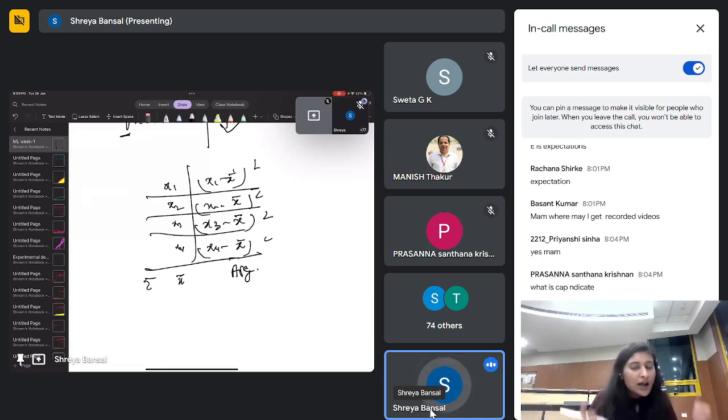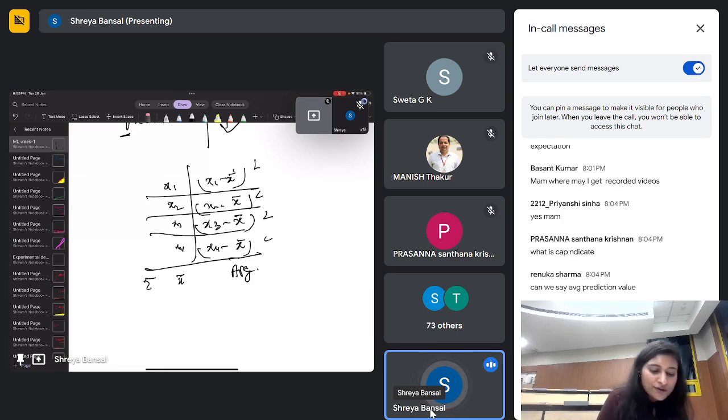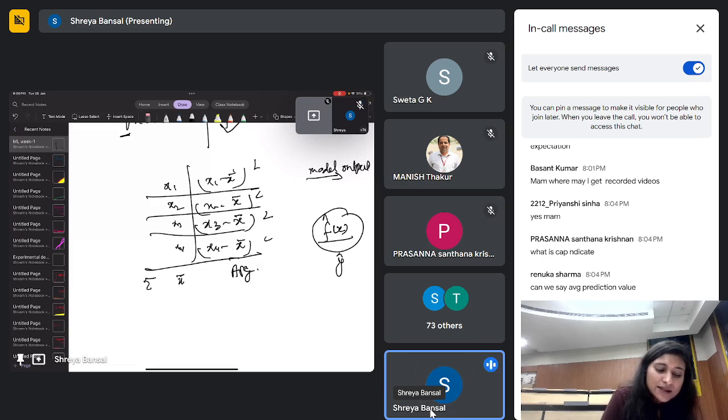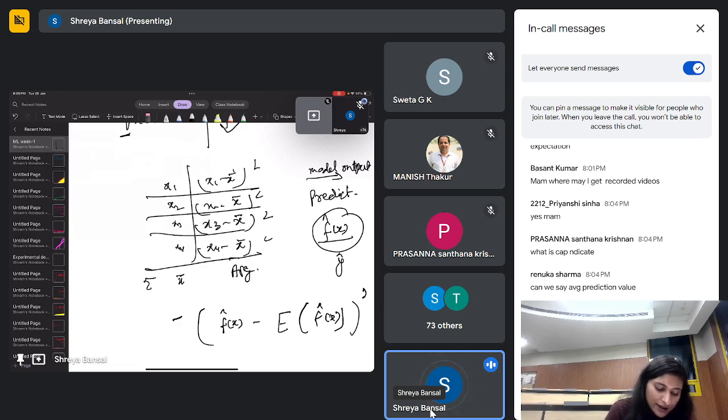Yes, good. Now I want to calculate the variance of f cap x. This is y cap, which is the output from the model. It means this is the predicted value, not the true value. So I'll just replace x by this function. From x1, x2, x3, I can write it as f dash x minus x bar. This is the mean, and for the mean I can use expectation, so I'll write E of f dash x. Then take the square and then take an average.